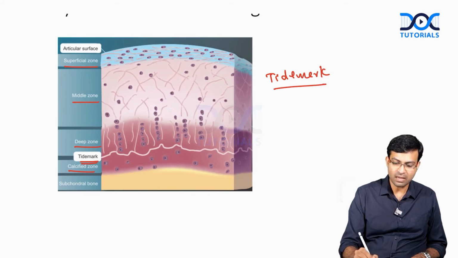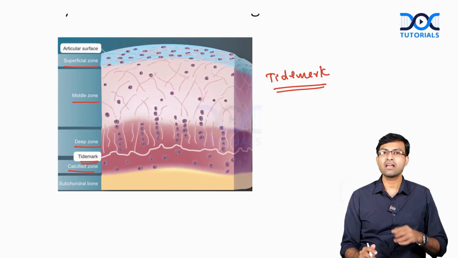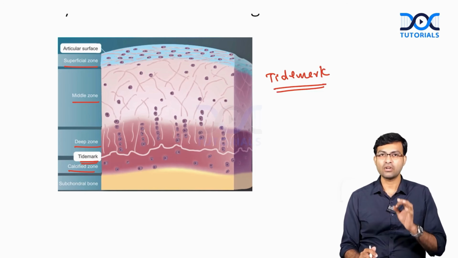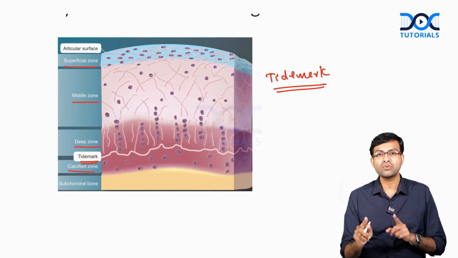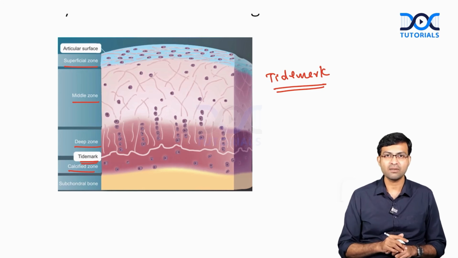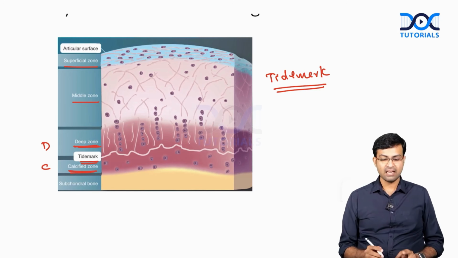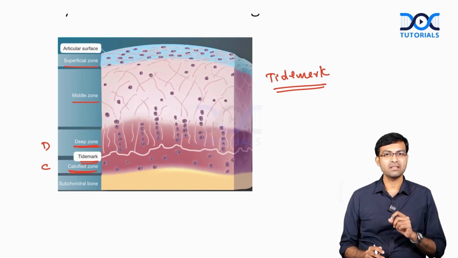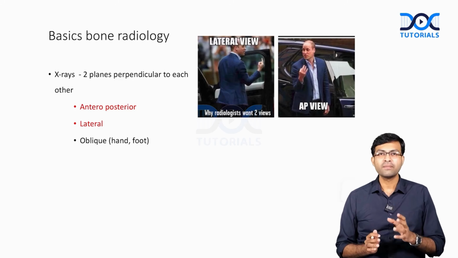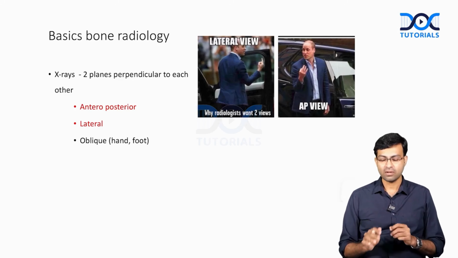So this is an important MCQ, the tide mark. Two questions can be asked. First question is, where can you see the tide mark? The tide mark is exclusively seen in articular cartilage, nowhere else. The next question they can ask is, between which two layers is the tide mark seen? It is seen between the calcified zone and the deep zone. Remember this, okay?